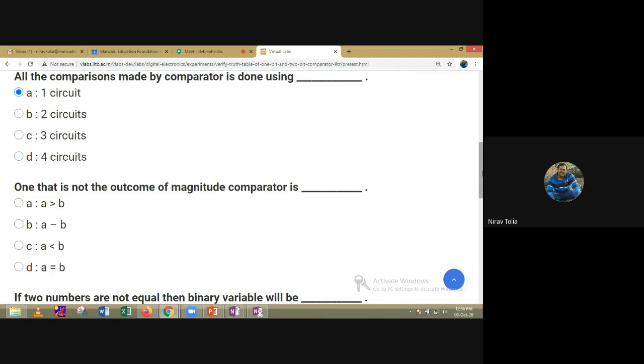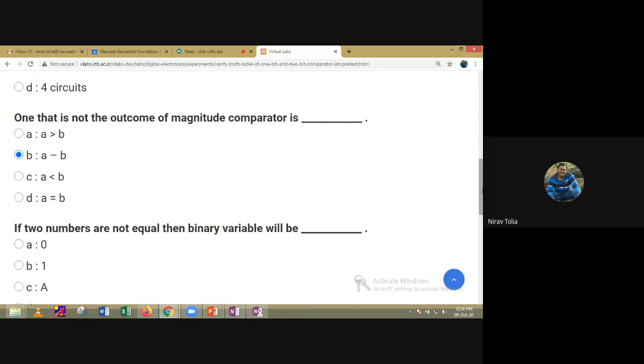Now, which one is not the outcome of a magnitude comparator? Is it A greater than B, or A minus B, or A less than B, or A equal to B? A, B, C, or D? Okay, so Parth, Jenny, Mahima, Bhavesh, Anand, Chintan, Lisa, Kunal give the answer. It is B.